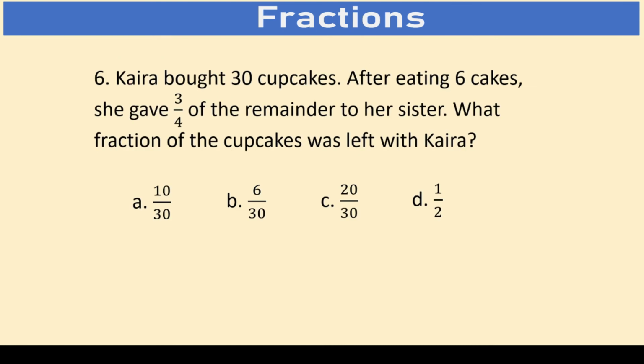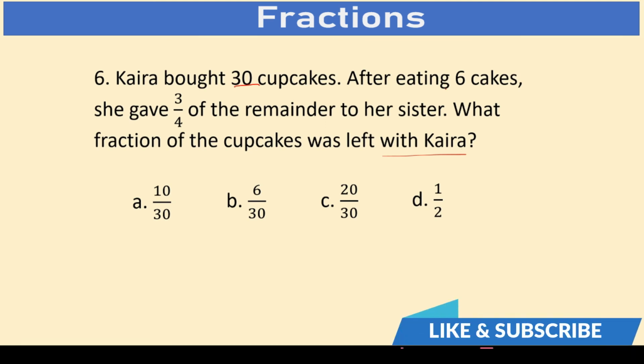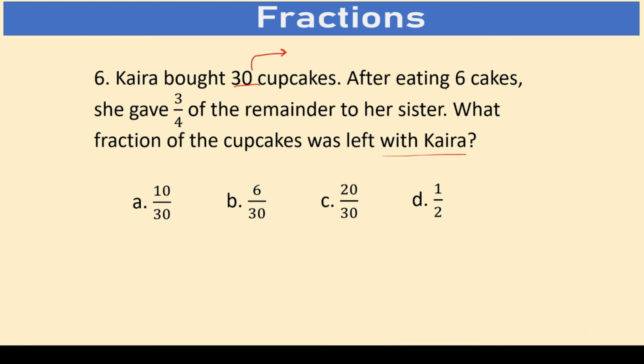Next question. Kyra bought 30 cupcakes. After eating 6 cupcakes, she gave 3/4 of the remainder to her sister. What fraction of the cupcakes was left with Kyra? So to find what is left with Kyra, we need to find what is the remainder. So Kyra bought 30, out of which she ate 6. So the total cupcakes left were 30 minus 6, which is equal to 24. Now the remainder is 24.